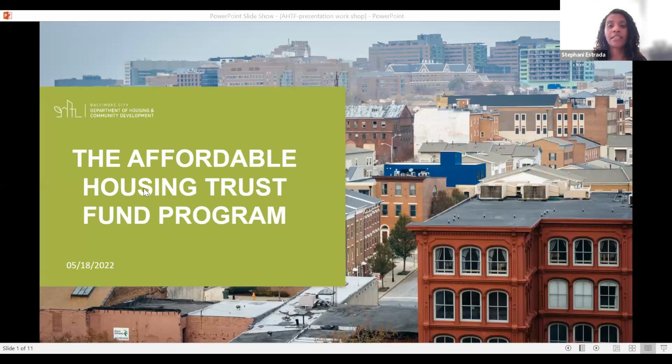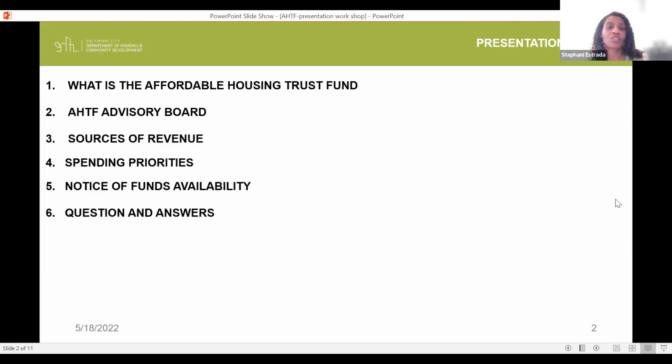Okay, can everybody see? Okay, so today I'm going to go over the trust fund program, what the program is, what we offer, the notice of funds availability, the revenue sources, and how you can apply. So first, we'll talk about what the Affordable Housing Trust Fund is, the advisory board, the sources of revenue, the spending priorities, notice of funds availability, and then of course at the end, the Q&A.